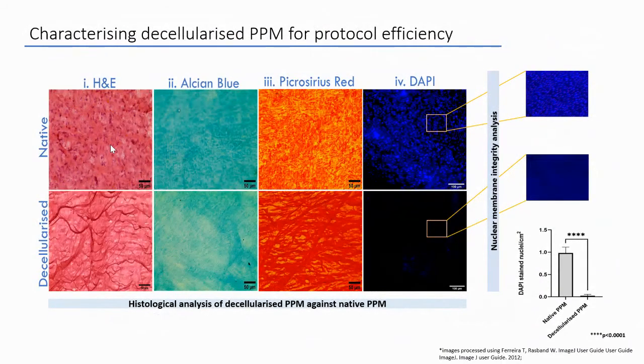So the preliminary results we got with histology again look promising, with H&E showing a visible reduction in the purple stained nuclei. We backed that up with quantitative evidence by carrying out nuclei counts using DAPI staining. Along with that, for qualitative analysis of specific ECM components, we looked at sulfated glycosaminoglycans with Alcian blue staining and collagen with picrosirius red.